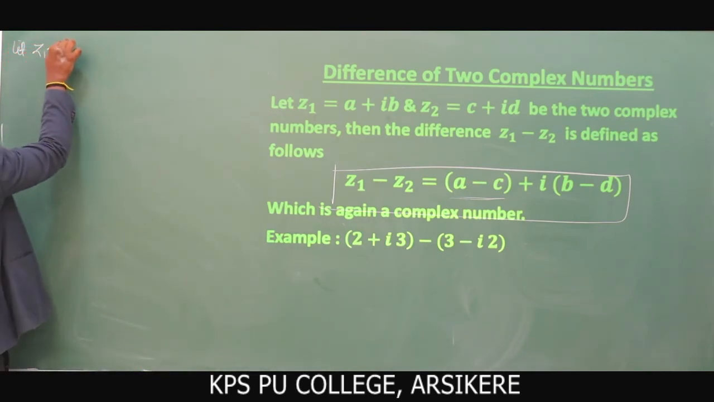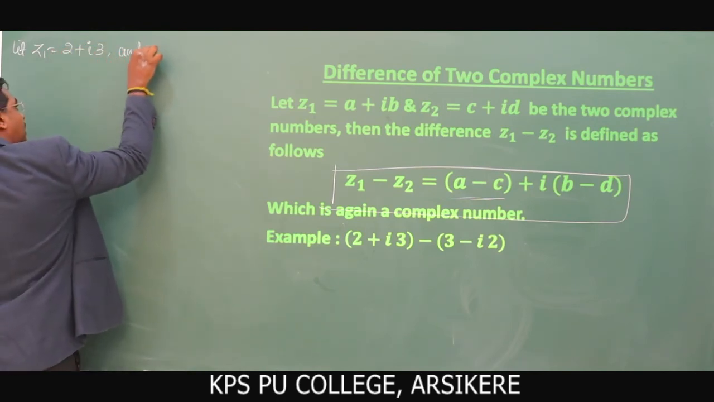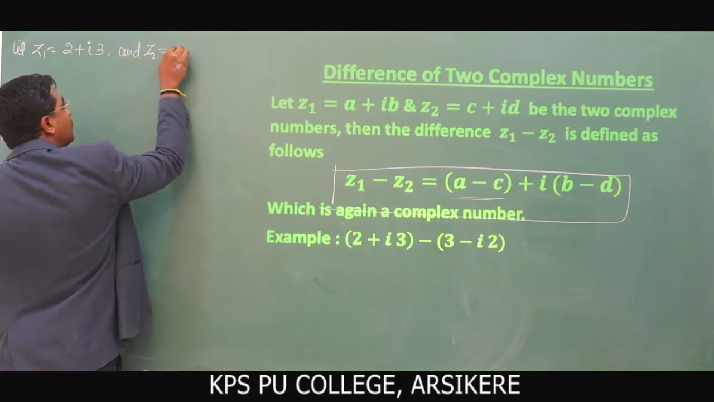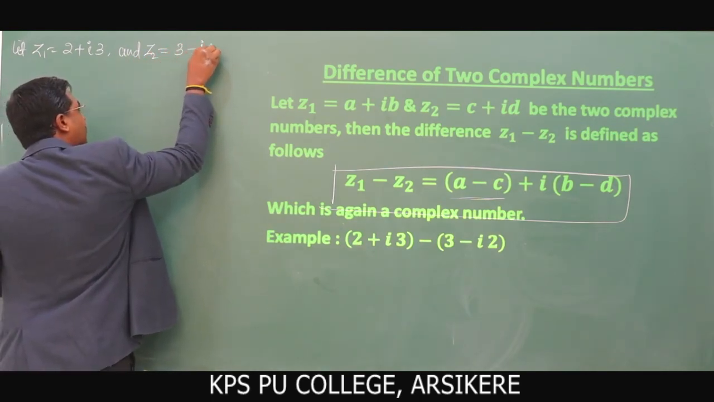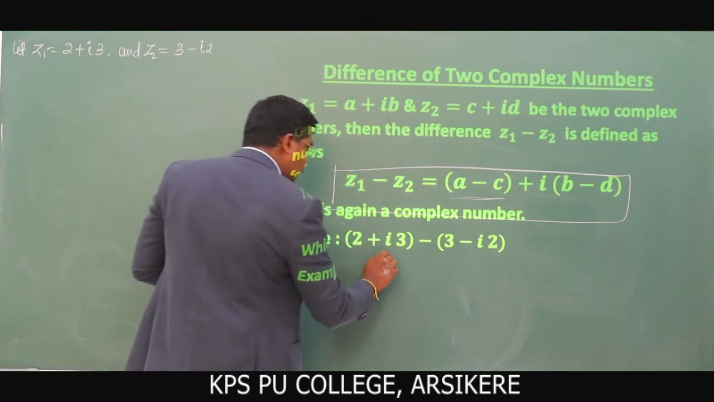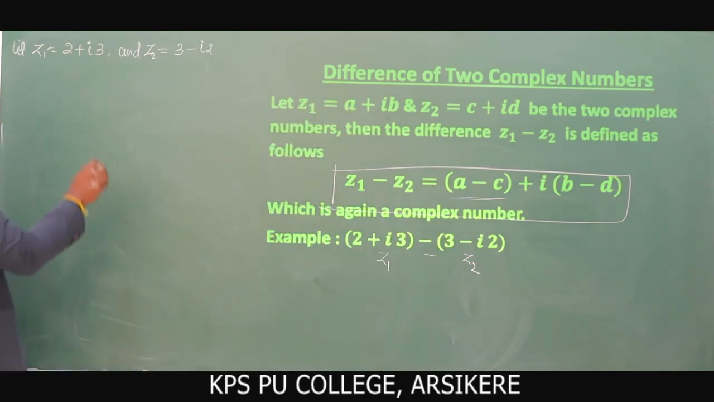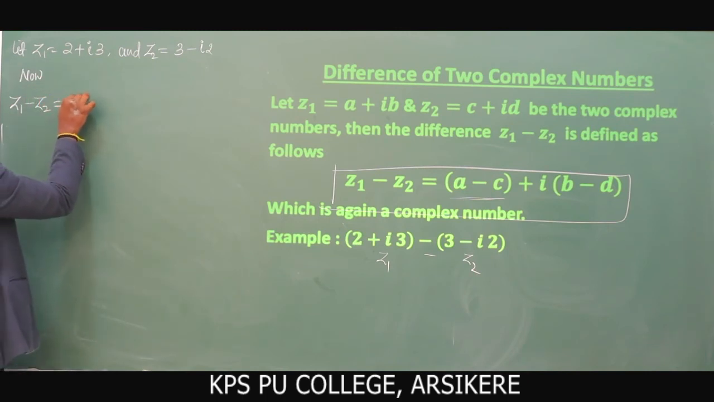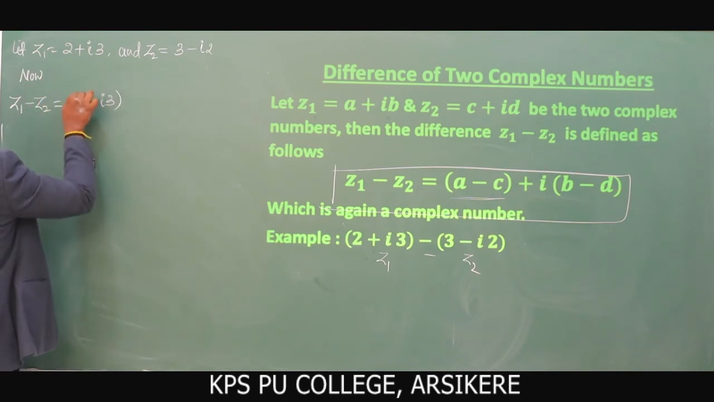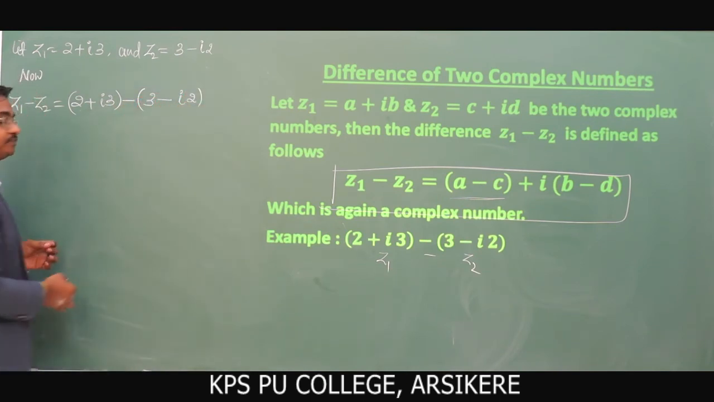If I take the first one as Z1 and the second number as Z2, let Z1 is equal to 2 plus I into 3 and Z2 is equal to 3 minus I into 2. The difference is already given. We need Z1 minus Z2. Z1 minus Z2 is equal to, first write here, Z1 is 2 plus I into 3 minus, what is Z2? 3 minus I into 2.